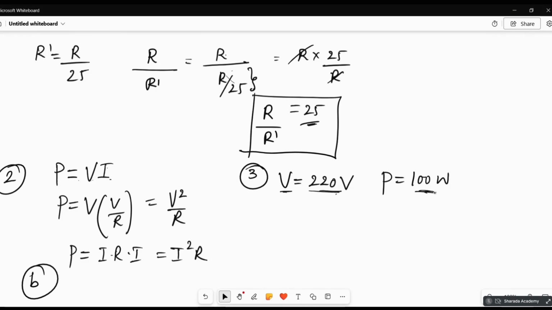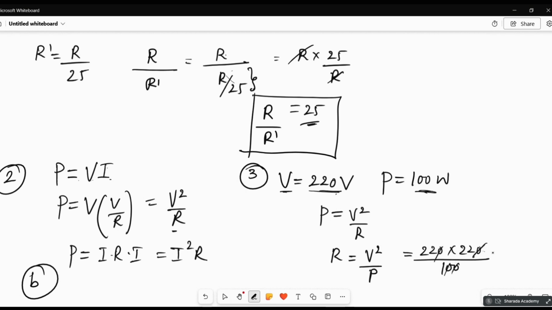So first try to find the resistance of this bulb. Power, I can write as V square by R. R is equal to V square by P. So how much will you get here? V square is 220 into 220 divided by 100. 22 into 22, how much will you get? It is 484 ohms.